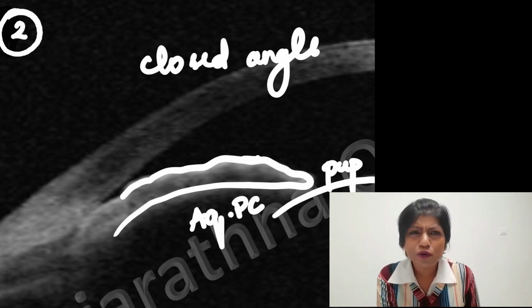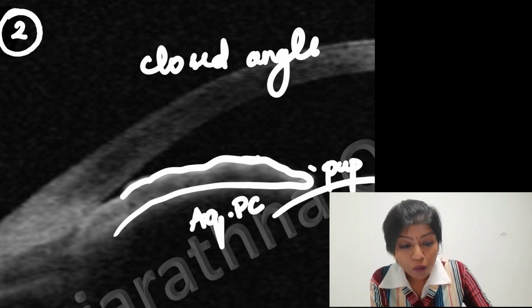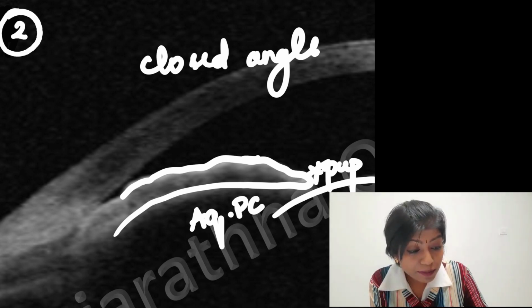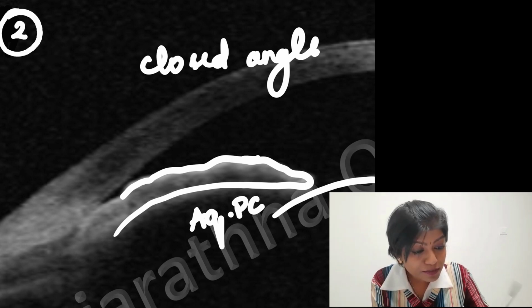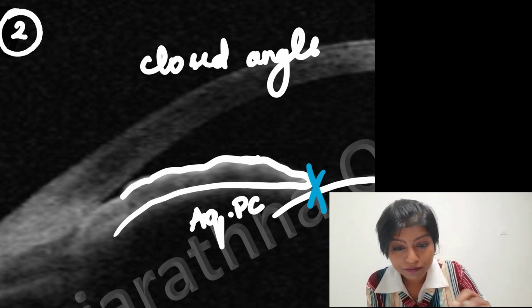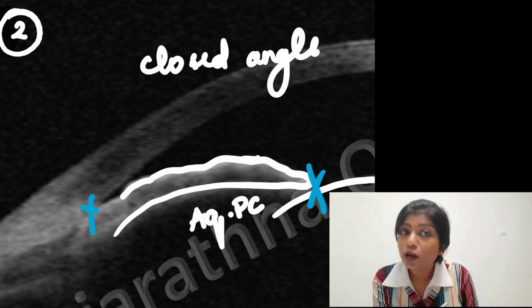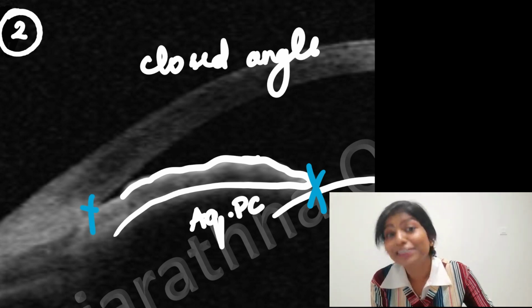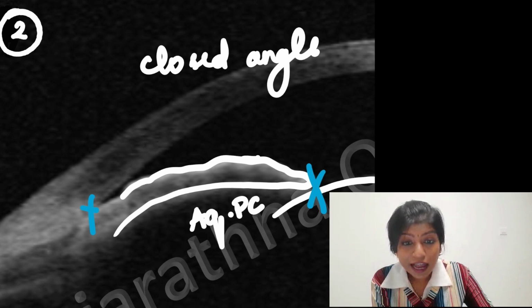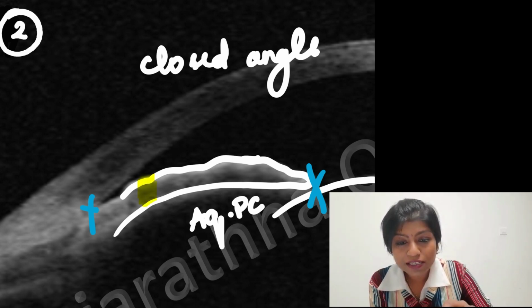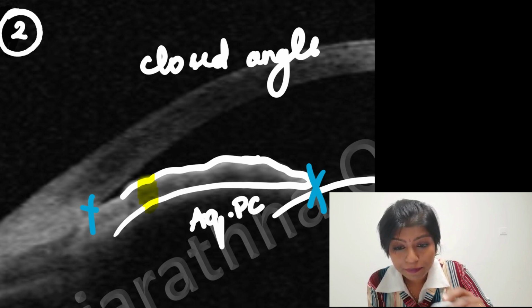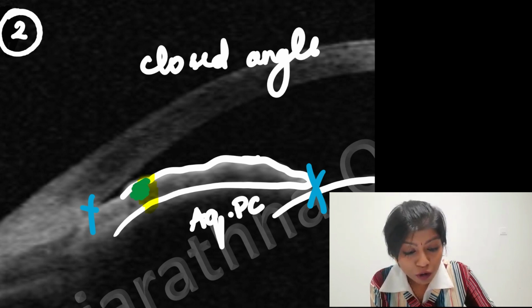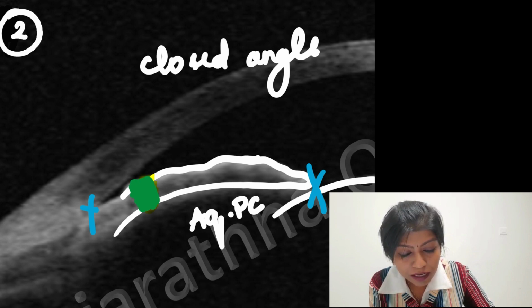So in this case, what do you think I should do? Now, because the flow is blocked here at the pupil. Yes, can you see that? The flow is blocked. So the flow is blocked here. So now what I'm going to do is make an opening here in the peripheral iris. I'm going to make an opening.